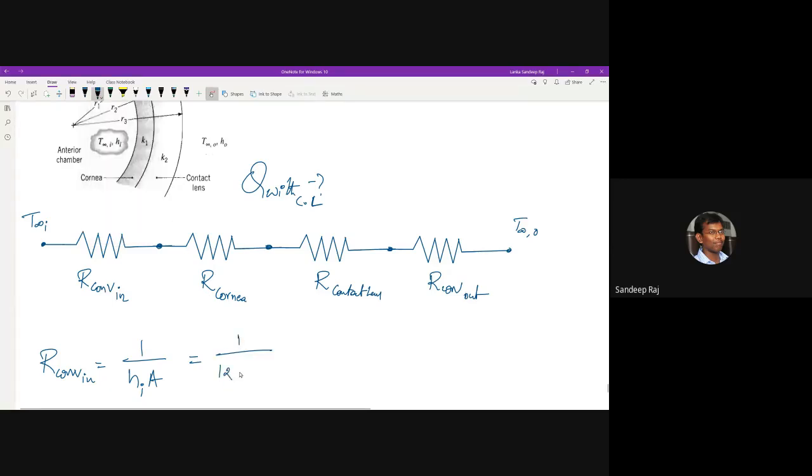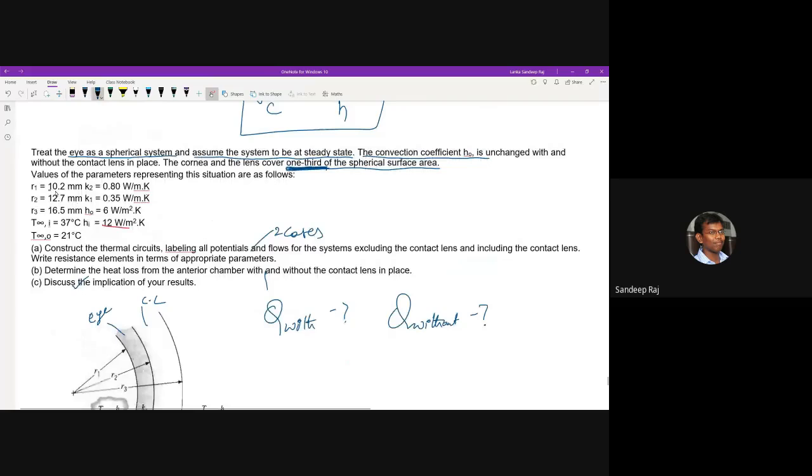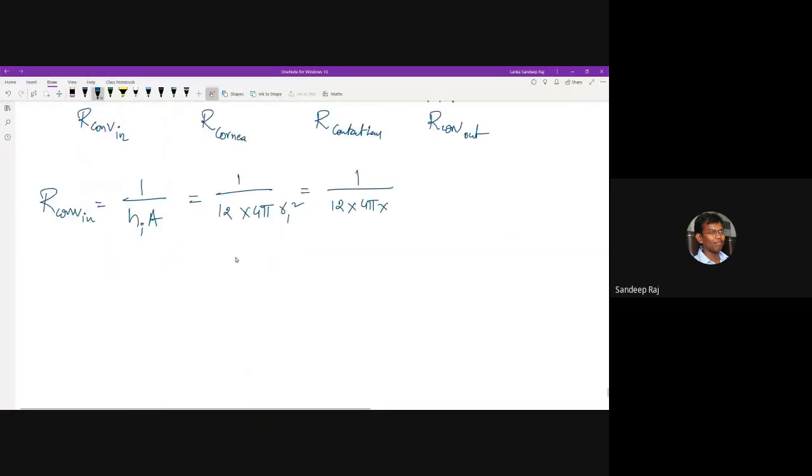1 by H is 12 and the area is 4 pi R1 square. So 1 by 12 into 4 pi into the R1 value we need, which is 10.2 mm. So 10.2 into 10 to the power of minus 3, whole square. You'll get this value in so many Kelvin per watt. That is the R convection in value.